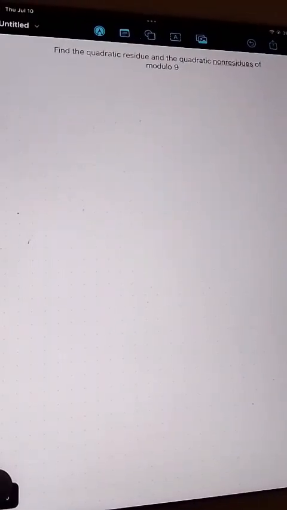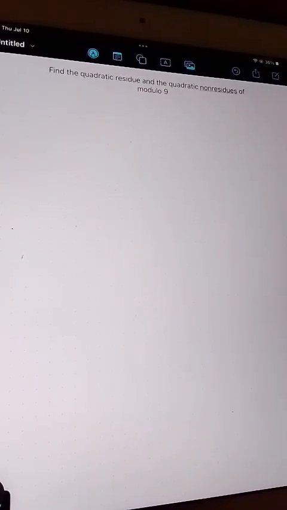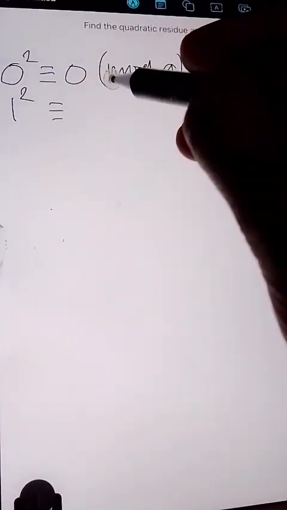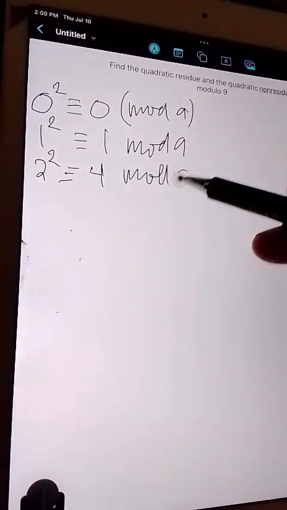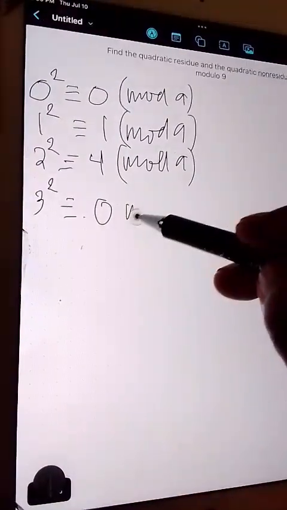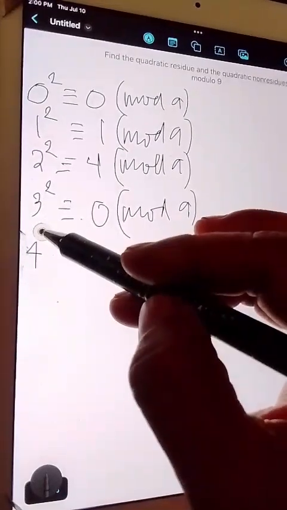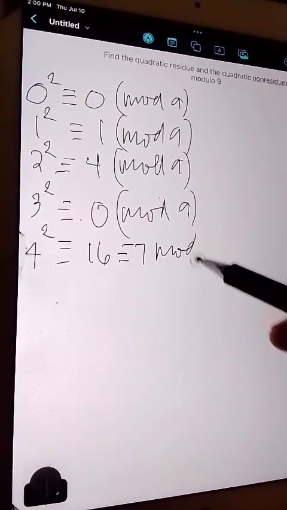Find the quadratic residues and the quadratic non-residues of modulo 9. So the quadratic residues modulo 9 are the remainders when squaring integers modulo 9. So first, we have 0 raised to the power of 2 is congruent to 0 modulo 9. 1 raised to the power of 2 is congruent to 1 modulo 9. 2 raised to the power of 2 is congruent to 4 modulo 9. 3 raised to the power of 2 is congruent to 0 modulo 9. 4 raised to the power of 2 is congruent to 16, which is congruent to 7 modulo 9.